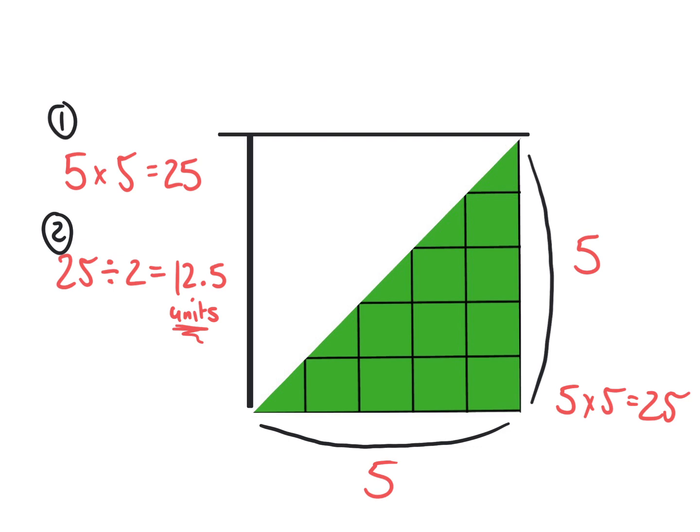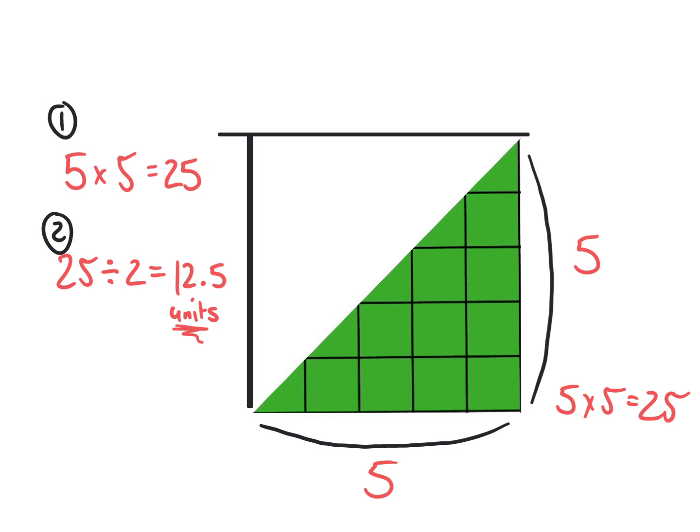Another way we can calculate the area of a triangle is by doubling it and then halving it again. So we can think of it as an array. We can think of an array as 5 times 5, 5 rows and 5 in each, but we know we only have half of the square. So we have 5 times 5 is 25 units, and then 25 units divided by 2, because we only have half a square, which is a triangle, equals 12.5 units.